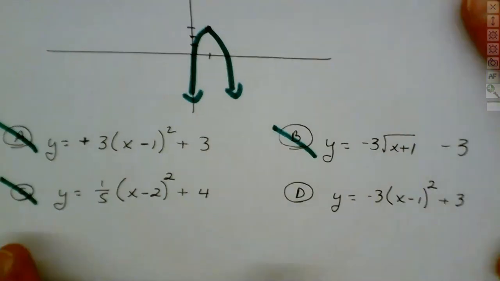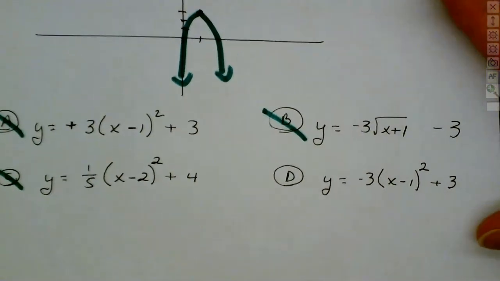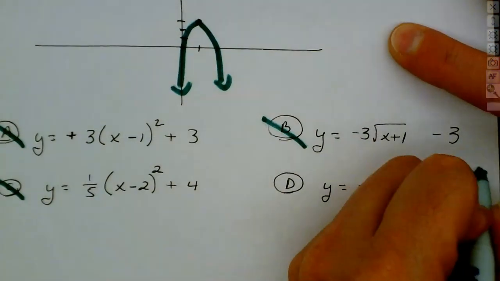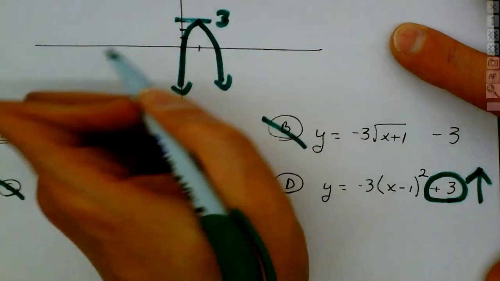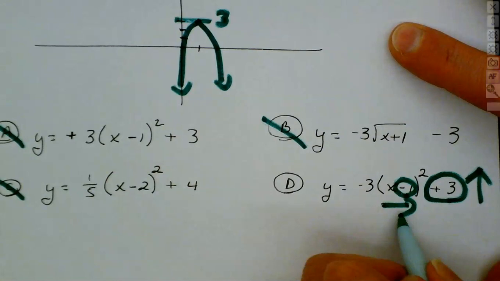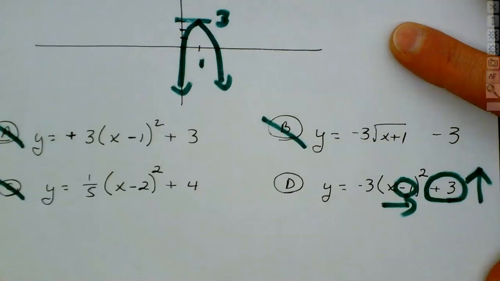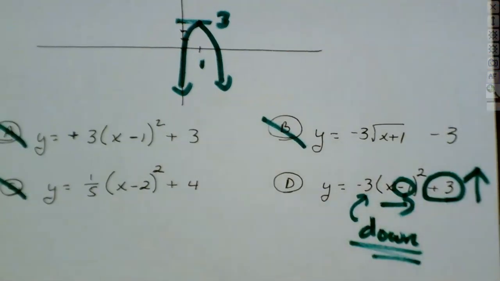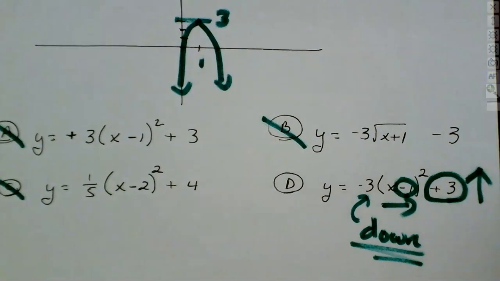Now, why is D the correct choice? Well, let's see. This 3 on the end would move it up, which it does, right? Right there's 3. This minus 1 here, what does that do? Forward, which makes it right there. And this is making it go down. So do you see how I was able to identify which one it was from the picture?